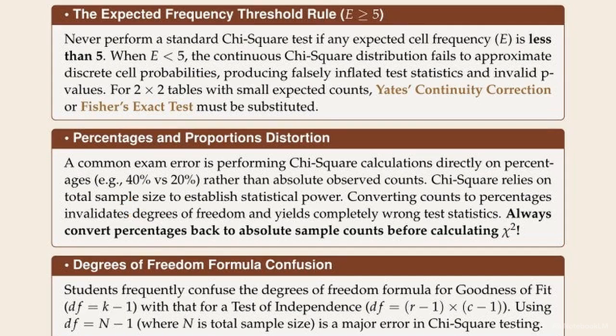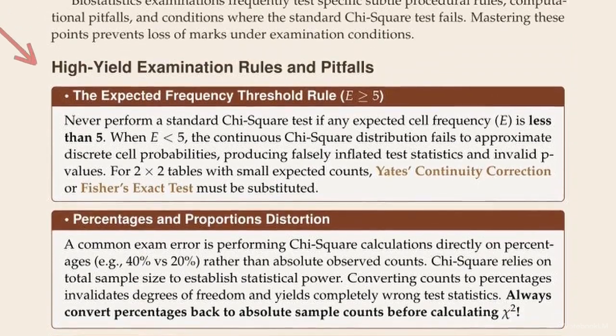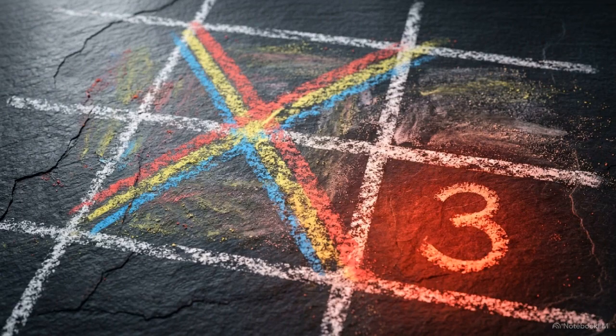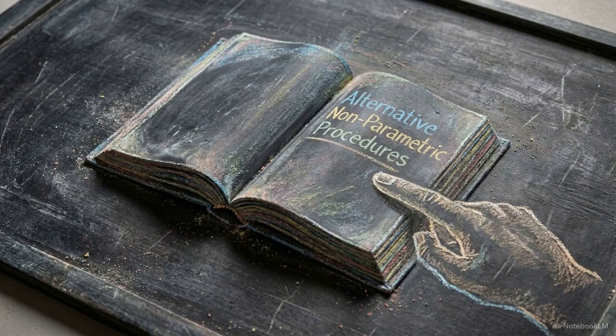The second trap is the expected frequency threshold. If your math reveals that any single expected cell frequency is less than 5, the standard continuous chi-square distribution breaks down and fails to approximate the discrete probabilities. If you encounter an expected cell count under 5 in a 2x2 table, you cannot proceed with the standard test. You must substitute it with Yates' continuity correction or Fisher's exact test to get valid results.